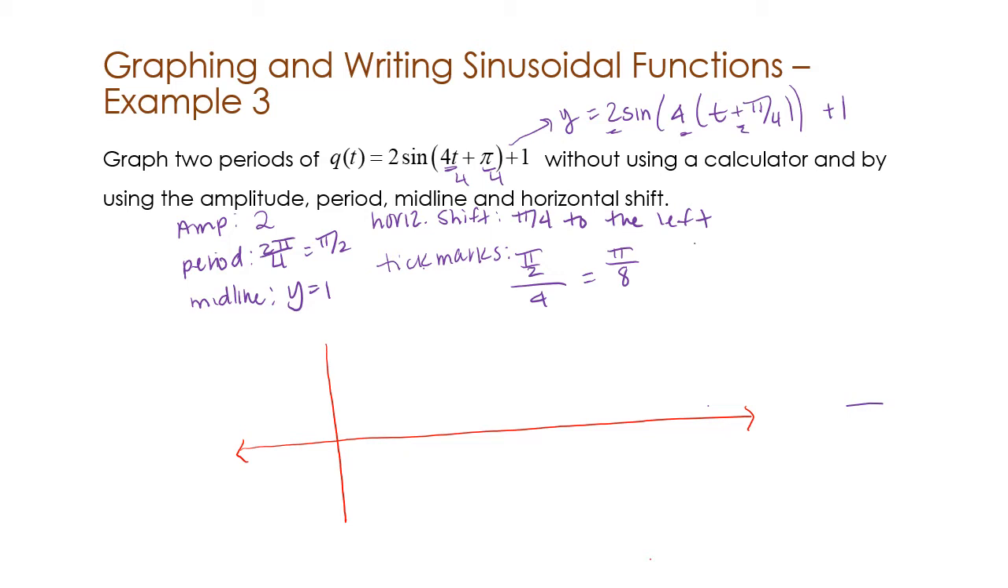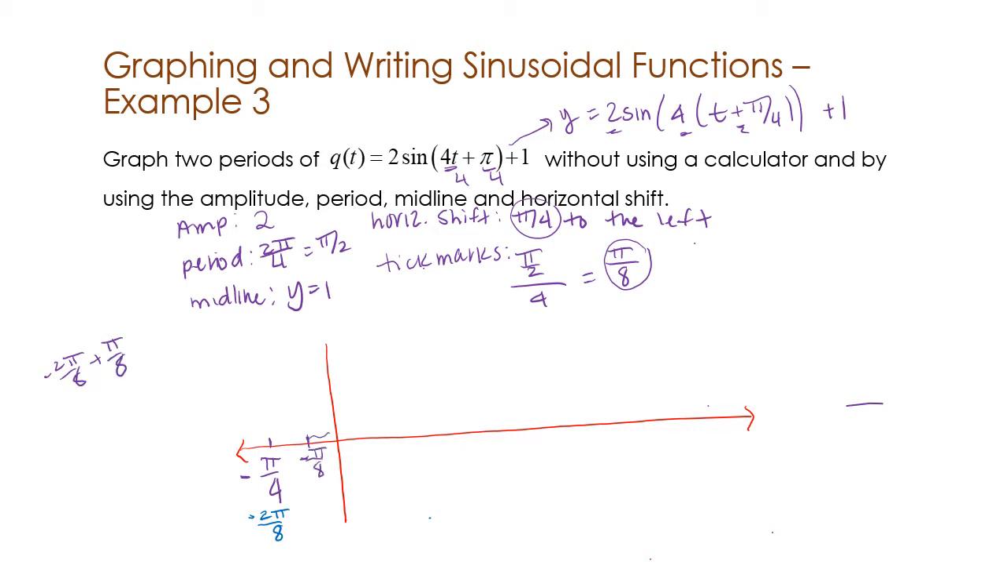So we know that we're going to need to start at -pi over 4, because we're shifting it pi over 4 to the left there. And I know that each tick mark is going to be pi over 8. Sometimes it's easier just to write these with that common denominator. So -pi over 4 is the same thing as -2 pi over 8. If I add a pi over 8 to that, -2 pi over 8 plus pi over 8 leaves me with -pi over 8.